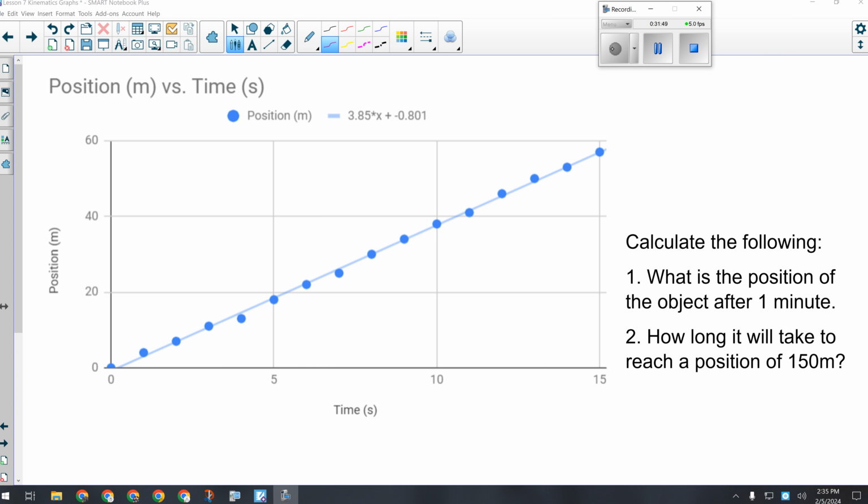All right, so I've got a position versus time graph. This position versus time graph is showing me an object traveling at a constant velocity. The best fit line is diagonal. And I know the slope of that best fit line is 3.85 meters per second. Now, they want me to calculate the position of the object after 1 minute. That means they want me to calculate y. So that's going to mean m times 1 minute. That's the trick in this one. You've got to have it in seconds if your velocity is in seconds. Plus my initial position, negative 0.801.